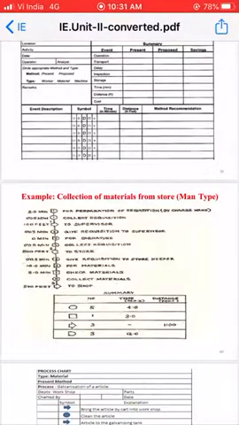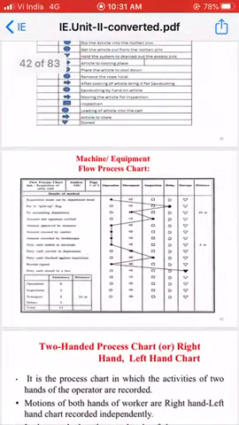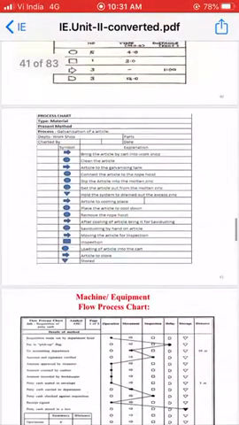Similarly, we can have some examples related to your equipment type flow process chart, as well as material type flow process chart. So in this way you can construct the flow process chart related to your man, material or equipment. So in this way we have studied up to this, we have covered operation process chart and the flow process chart. In flow process chart there are 3 types: man, material or equipment.